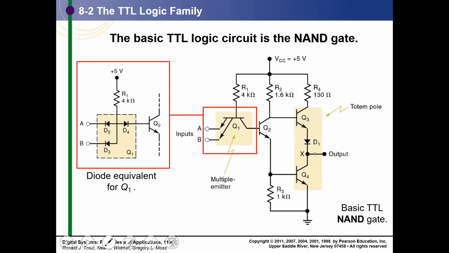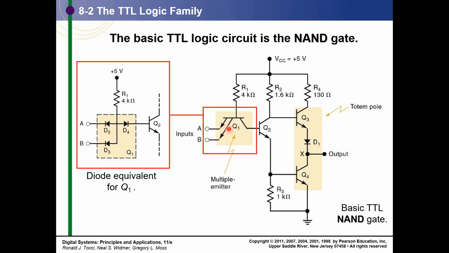Now this is the circuit which you should have done in first year. This is an AND gate. So you can see this is a multiple emitter transistor which is used. Each emitter is connected to an input. So if you have a two input NAND gate, you have two emitters. If it is a three input, you need a three emitter transistor.